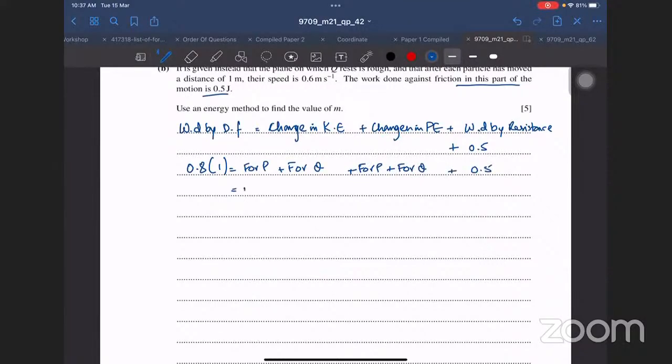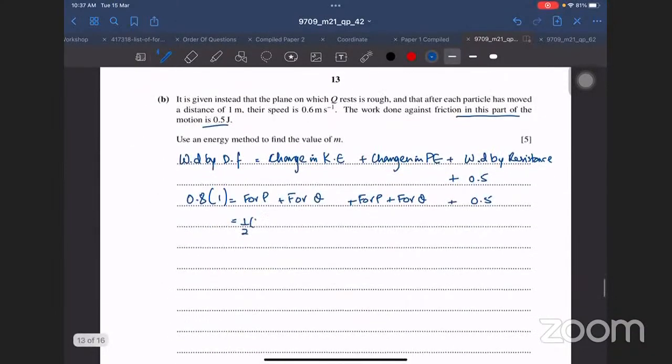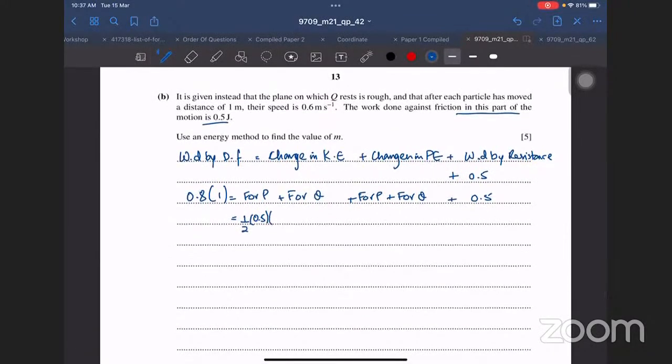Now, for P, it's half, m is 0.5. They start from rest, and the speed is 0.6, so 0.6 squared minus 0 squared. For Q, it's half, m, this time it's m, right? m times 0.6 squared minus 0 squared.